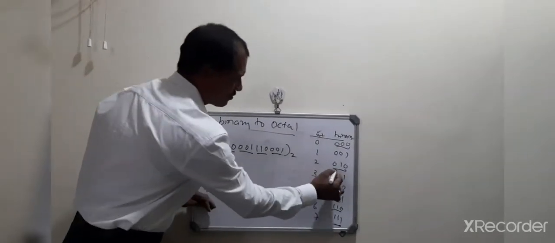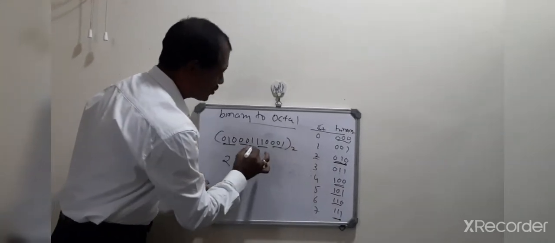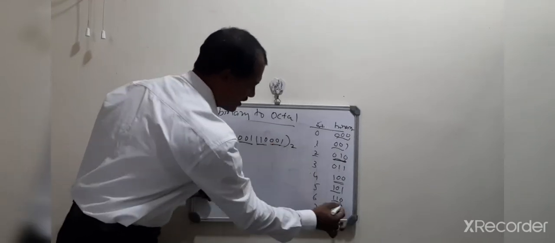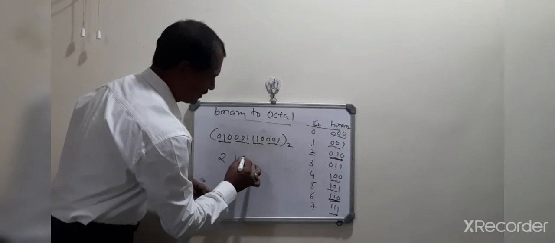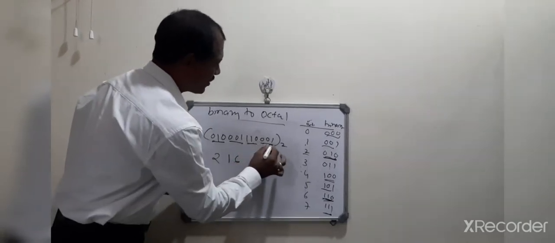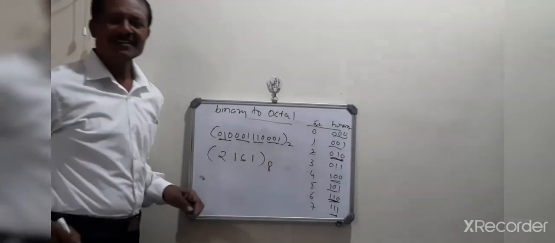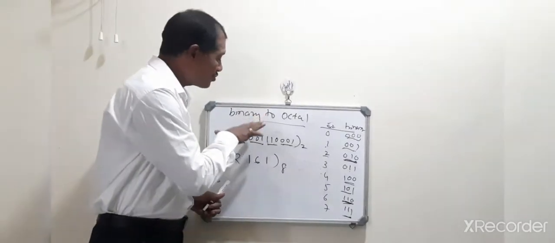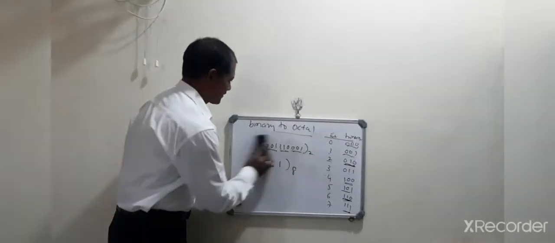010 means in octal 2. 001 means the equivalent is 1. 110 means that is 6. Okay, next 001 means 1. This is octal number conversion. So this is the way to convert binary to octal and octal to binary. I am going to take one more example.